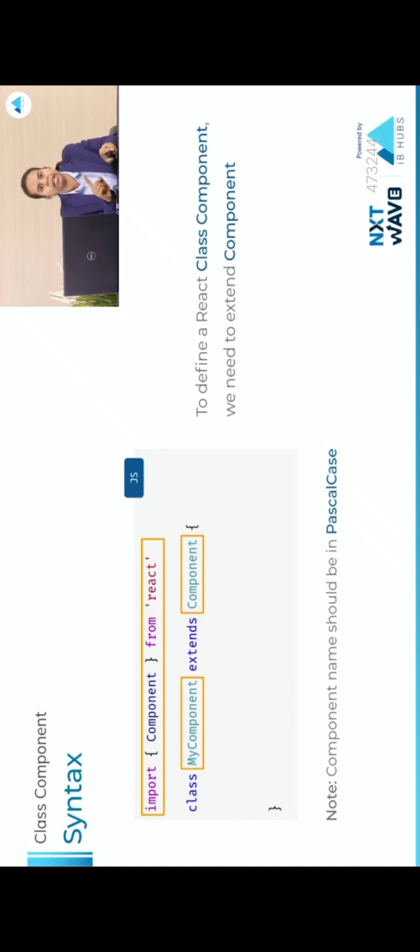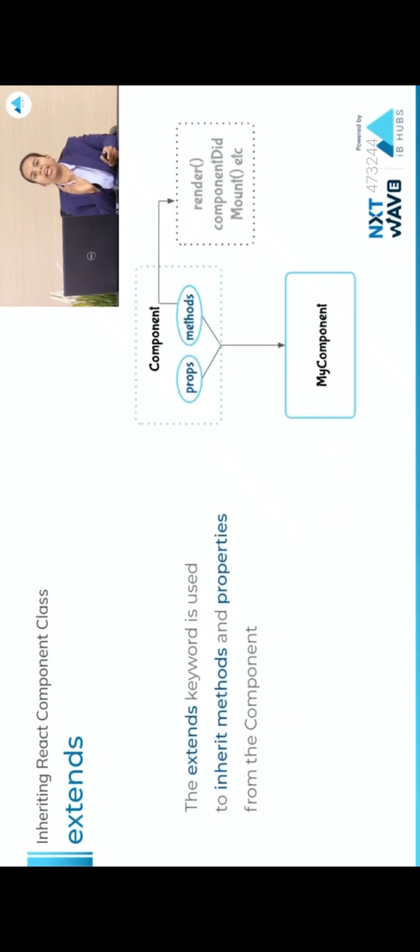Firstly, we are importing it and then we are extending it with the component class. When we are doing extending, the extends keyword basically inherits the methods and the properties present in the component class. The component class is present in the React module, and in that there are a few methods and properties that are defined. Those will get inherited when you extend. With this, MyComponent will become a class component. Okay, clear? So you understood this, right?